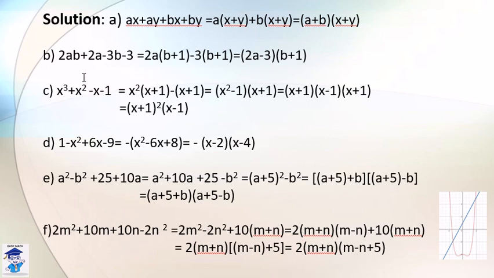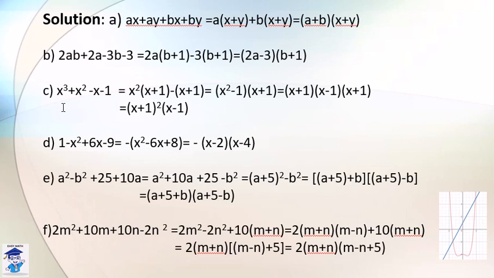Number B, if we use grouping, the first 2 terms you can take out 2a, so it makes 2a times b plus 1, and the last 2 take out negative 3, so you can make negative 3 times b plus 1. So its final answer is 2a minus 3 times b plus 1.